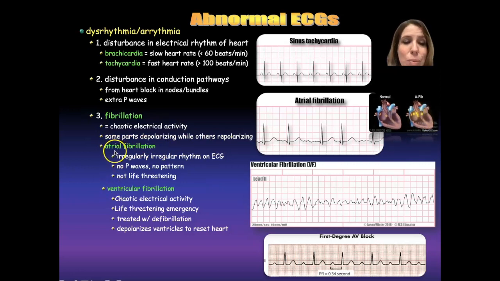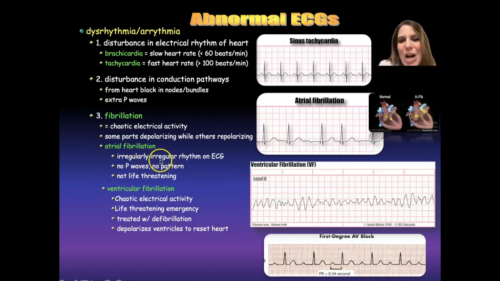So in atrial fibrillation, you get what's called an irregularly irregular rhythm on that ECG. In other words, the rhythm is irregular, but even the irregularity doesn't follow any particular pattern. It itself is irregular. So they literally call that irregularly irregular.